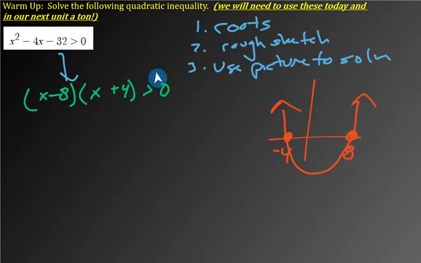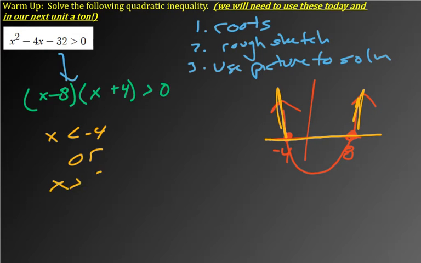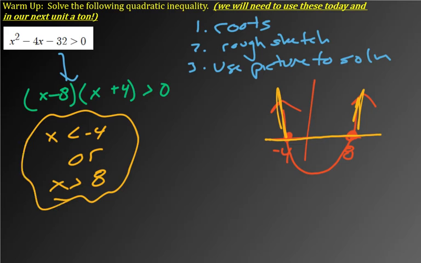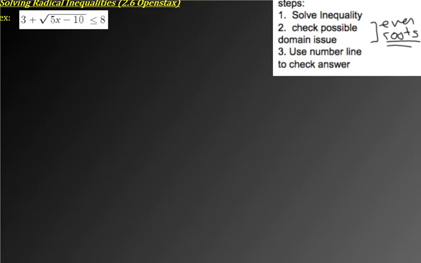And we want specifically when it is greater than 0. So this is my 0 line, and I have to describe this chunk and this chunk. That would just be less than negative 4 or bigger than 8. So those two regions describe where this quadratic is strictly greater than 0.